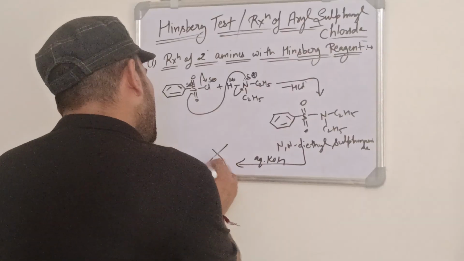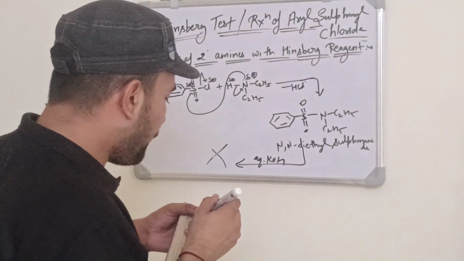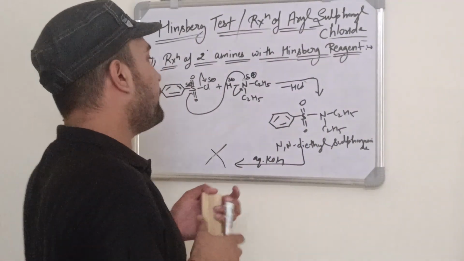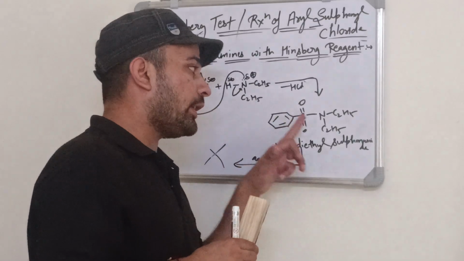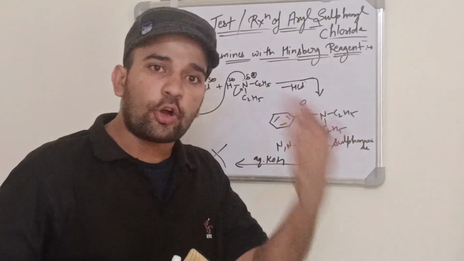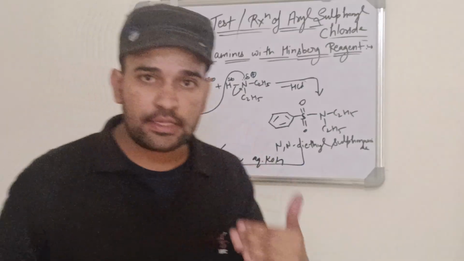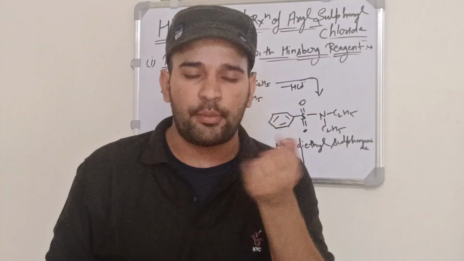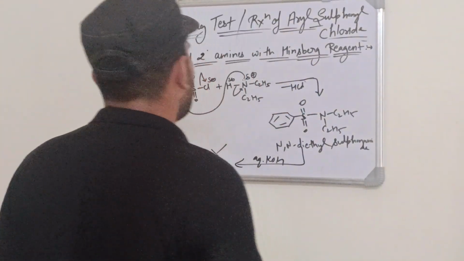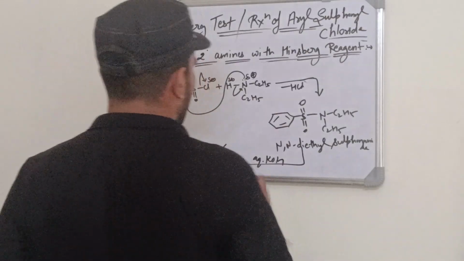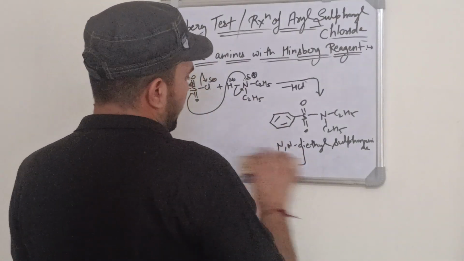So we can say that after reaction of Hinsberg reagent with amine, you will get a compound. If this compound is insoluble in aqueous KOH, we can say that it is a secondary amine. Okay, after this we will discuss tertiary amine, the reaction of tertiary amines with Hinsberg reagent.